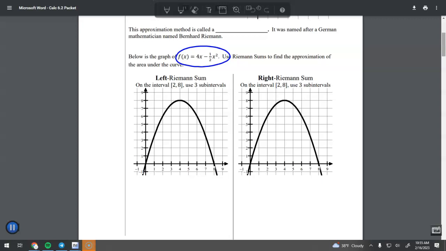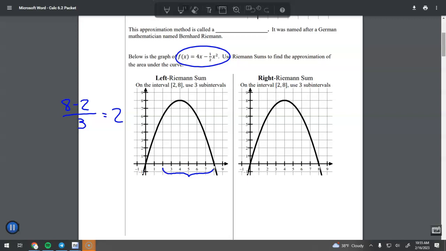Exactly. Wow. Alright, so I'm going to go from 2 to 8. So how many units wide is the area I'm looking for? 6 units wide, right? Because I'm going from 2 to 8. There are 3 subintervals, so it's really 8 minus 2, divided by 3. 6 units wide, 3 subintervals, so each subinterval is going to be 2 units wide. Does that make sense? Yeah.